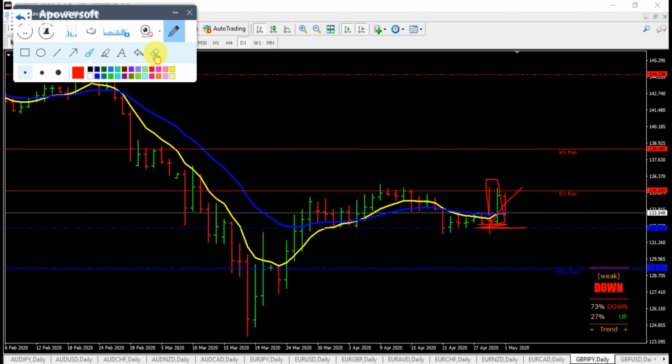So what I'm expecting from GBP JPY, as you can see, it touched our resistance level. I sold it on my account only. I didn't provide the signal because it was a bit risky, but I booked this.